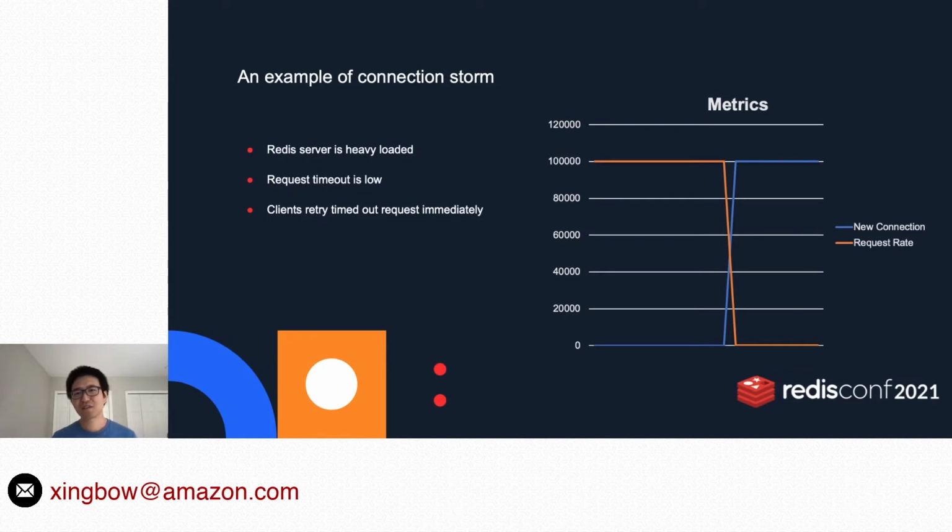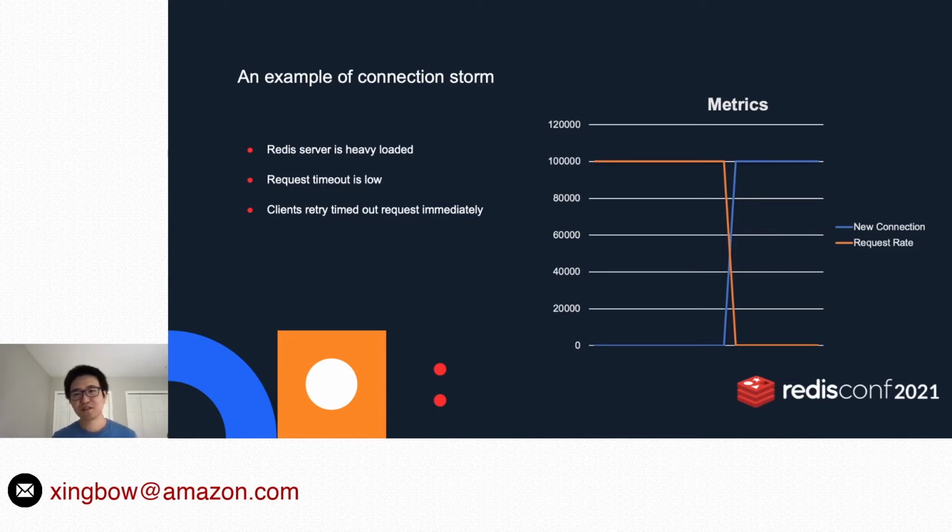A couple of years ago, there was a customer running a video sharing service. They use a Redis cluster to cache video segments. The segment is around 100 kilobytes. The Redis cluster is very heavily loaded. CPU utilization is around 100%. The client was configured with a low timeout and retried immediately after a request timeout.